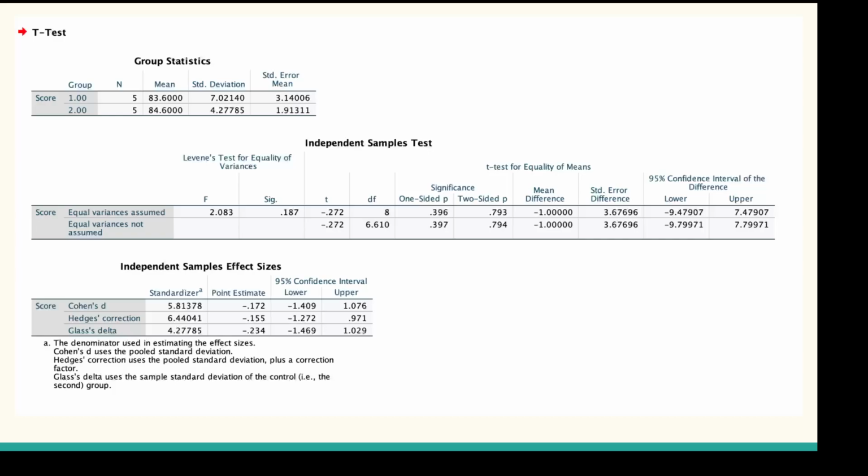Based on these results, there's no statistically significant difference between the means of group 1 and group 2. The effect sizes also indicate that any observed differences are small and not practically significant. This analysis helps researchers interpret the significance and magnitude of differences between independent groups in their studies.